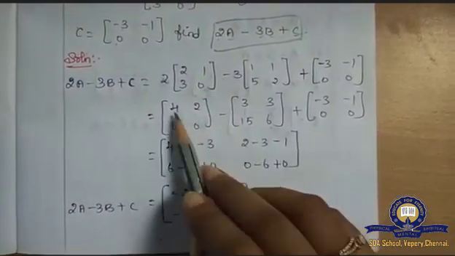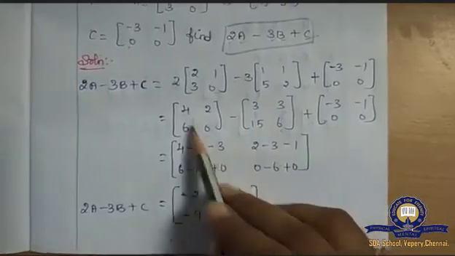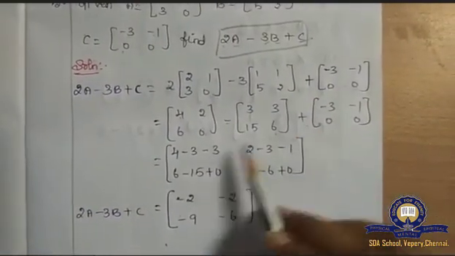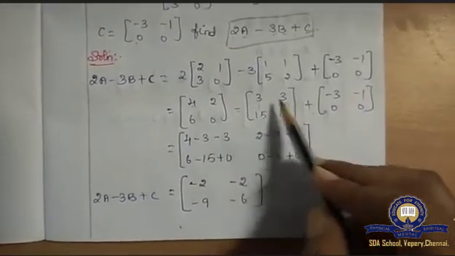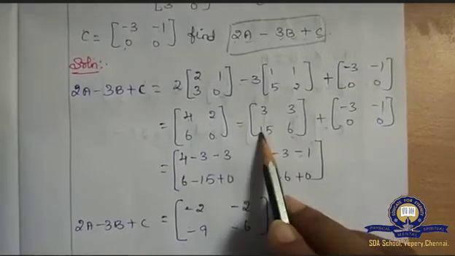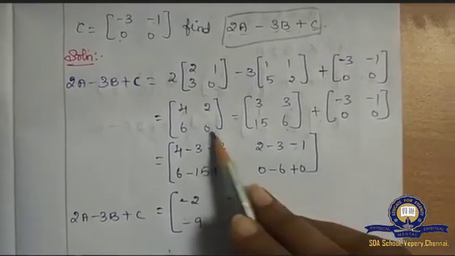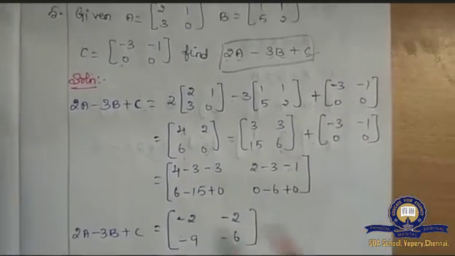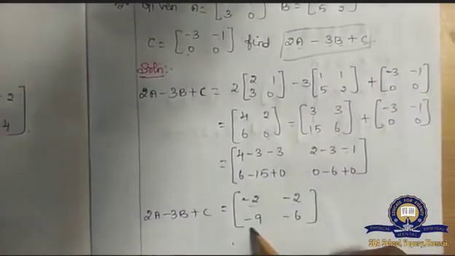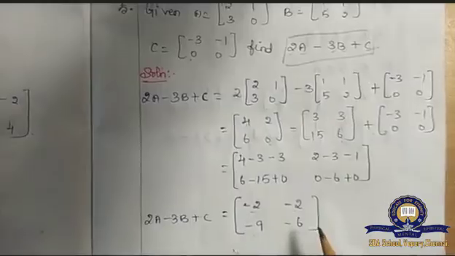This time here I am going to simplify this. What will happen? 4 minus 3 plus into minus is minus 3. So 2 minus 3 plus into minus is minus 1. 6 minus 15 plus 0, 0 minus 6 plus 0. After simplification, what will be your answer? Minus 2, minus 9 and minus 6.